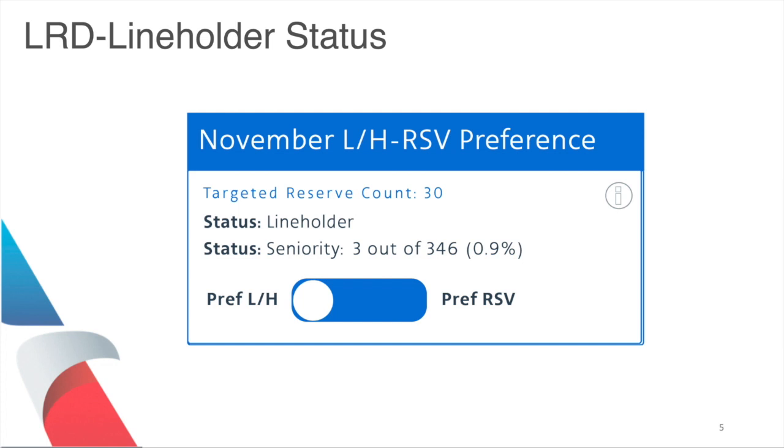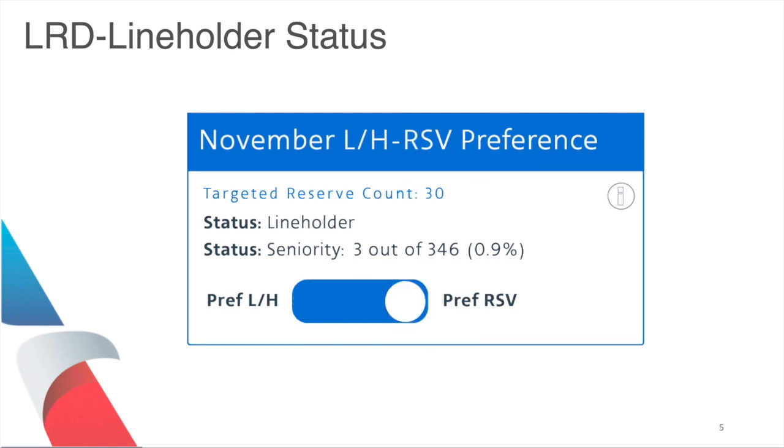The first status type is lineholder. You open your crew portal and your LRD tool status reads lineholder. The default for lineholder is prefer lineholder. You have the option to click the toggle to select prefer reserve.